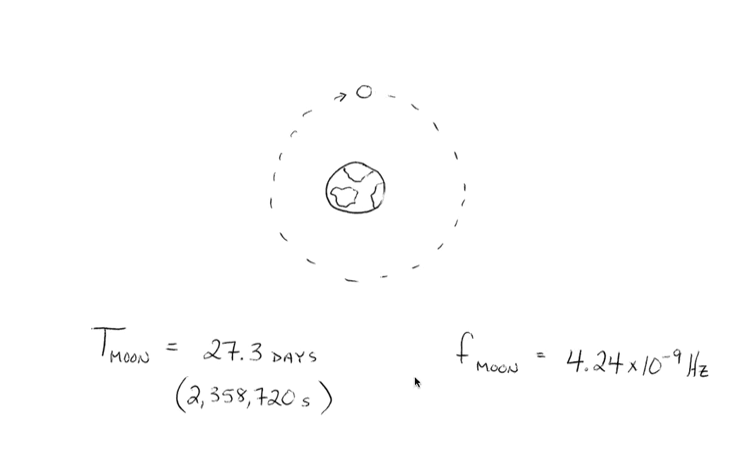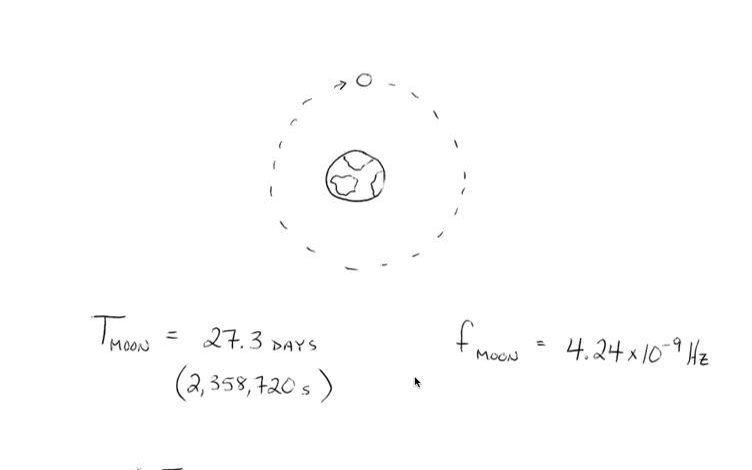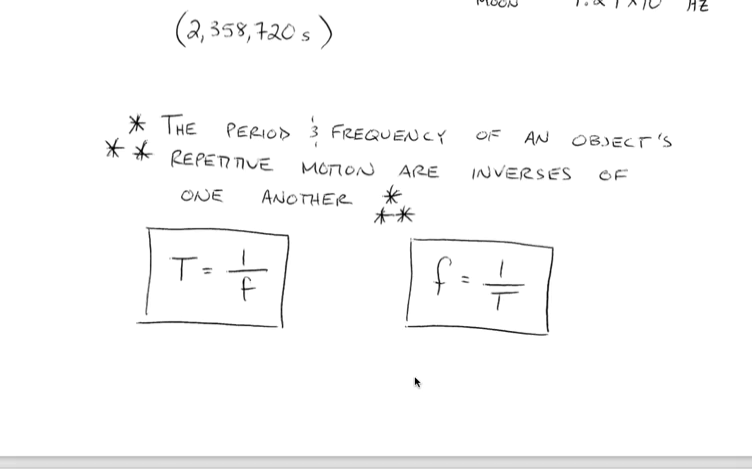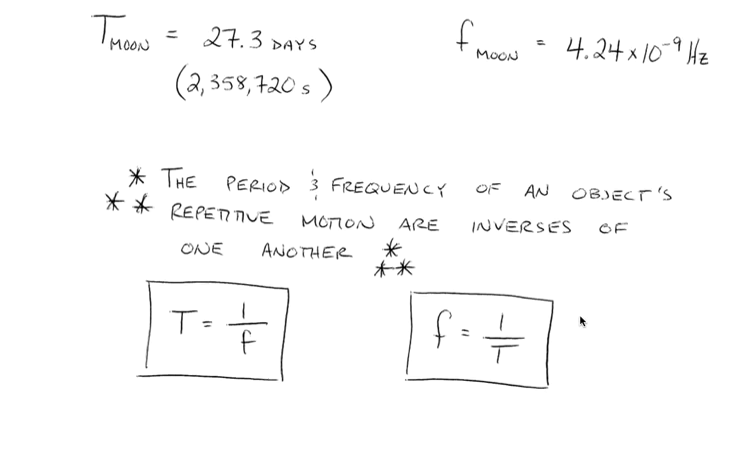And this just points out and highlights a pretty fundamental concept that's important to know. You should definitely star it, circle it. This needs to be somewhere in your notes. But the period and the frequency of an object's motion, a repetitive motion, are inverses of one another. The period is quite simply equal to 1 over the frequency, and the frequency is equal to 1 over the period.